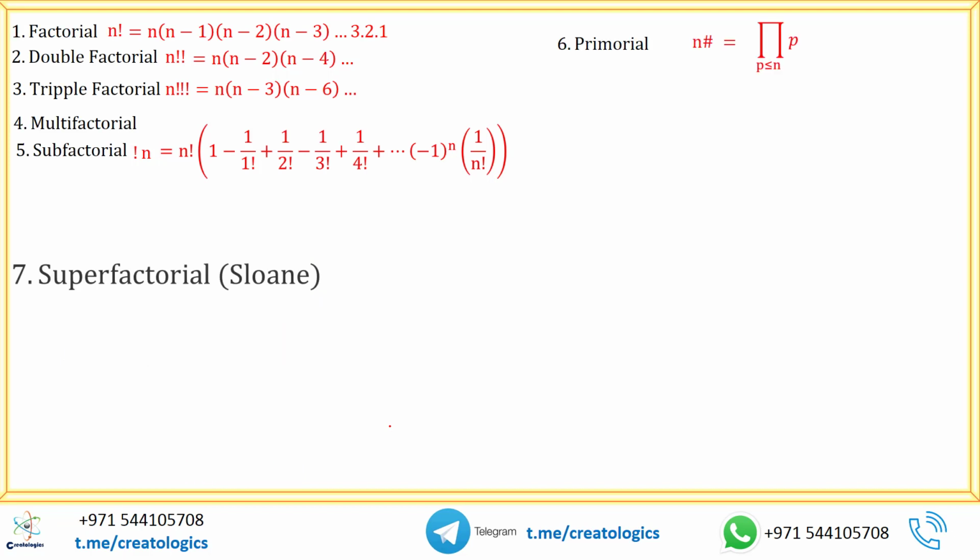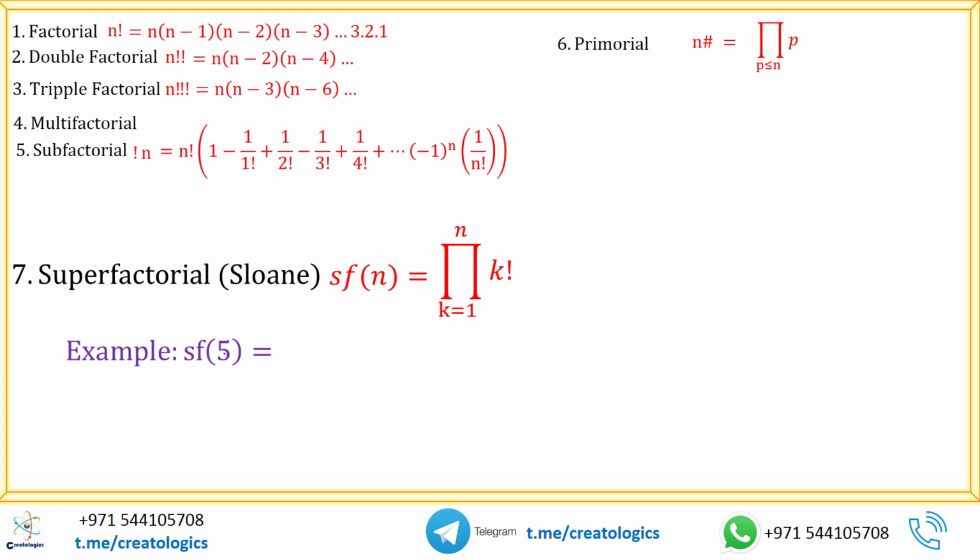Next type of factorial is superfactorial. Superfactorial given by Sloane is represented by SF(n). Okay, superfactorial n. Now its value is given by the product of all the factorials, right, starting from k equal to 1 to that number n.